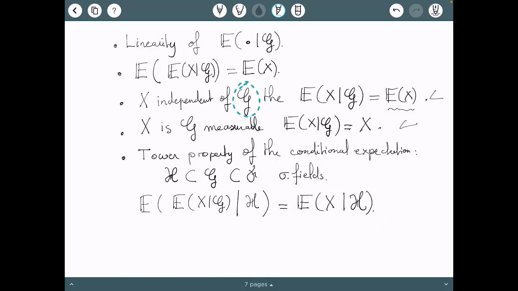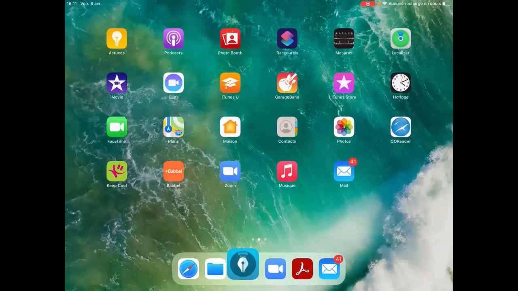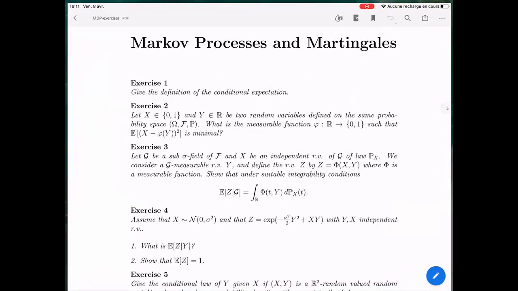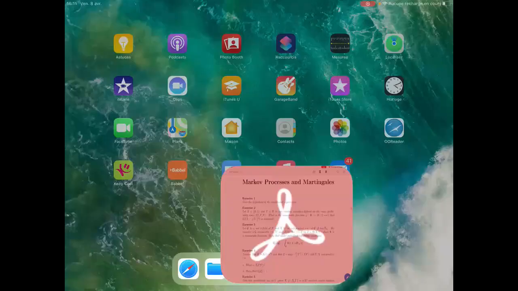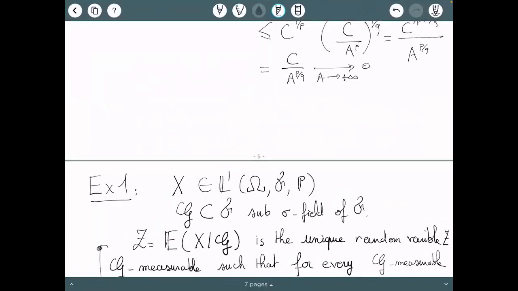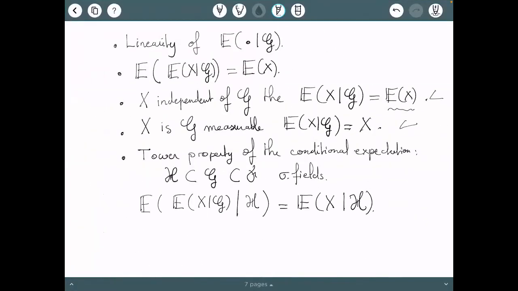So let me come back to the exercise. Okay, let me tell you something else before the second exercise. There is some other interpretation that, for me, is the best interpretation of the conditional expectation.